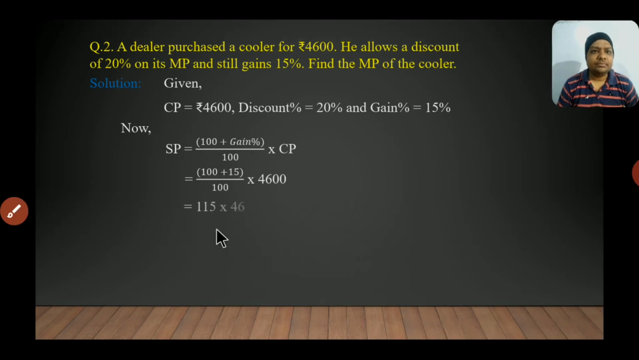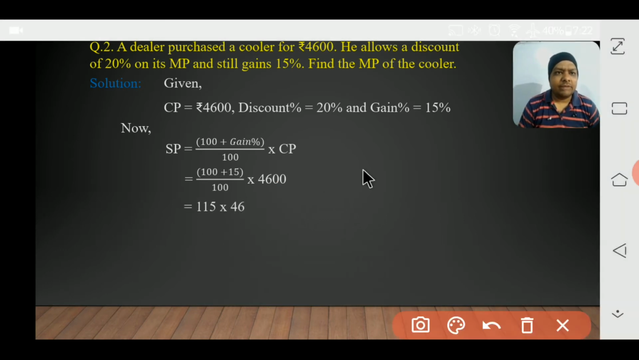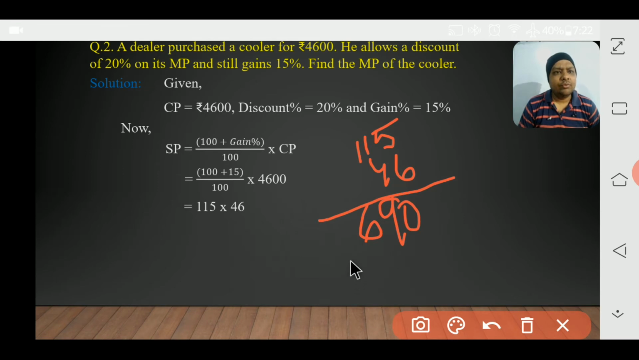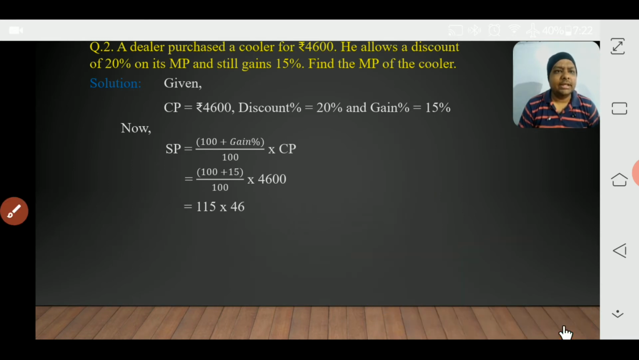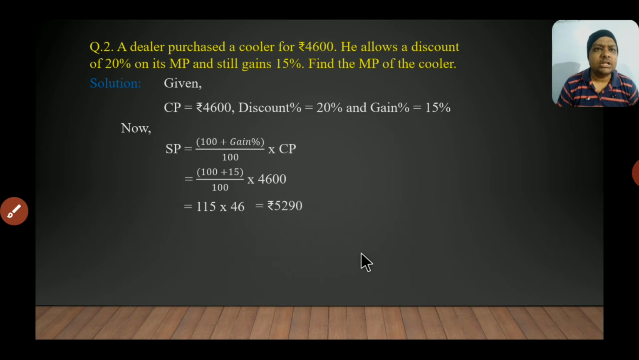Okay. Now we will multiply 115 into 46. Then it will be what? Let's see how. Let's multiply these two numbers. 690 it will be, and it will be 4600. Now let's add it. 0, 9, 12, 2 carry 1, 4, 1, 5. It means 5290 will be the SP of this cooler.